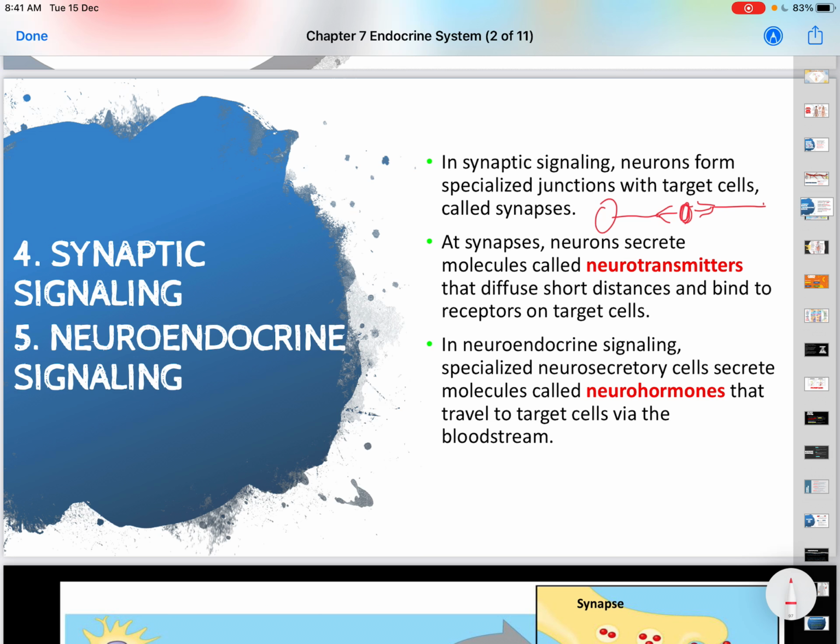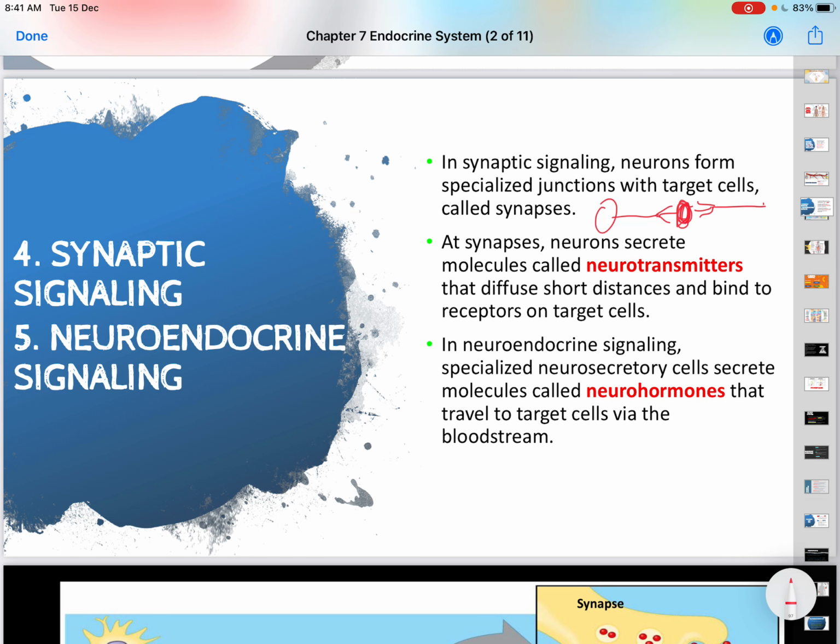Okay, so in synaptic signaling, neurons form specialized junctions with target cells called synapses. So the action happens in the synapse. At the synapse, neurons secrete molecules called neurotransmitters that diffuse a short distance and bind to receptors on the target cells.